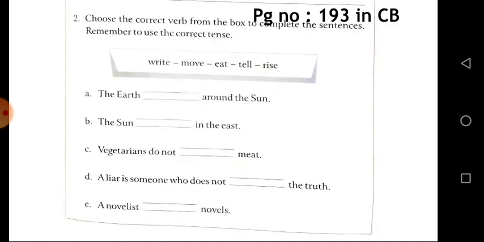Okay, children, see the next one. Choose the correct verb from the box to complete the sentences. Remember to use the correct tense. The first one: the earth moves around the sun. The sun rises in the east. Vegetarians do not eat the meat. A liar is someone who does not tell the truth. And the next one: a novelist writes the novels.